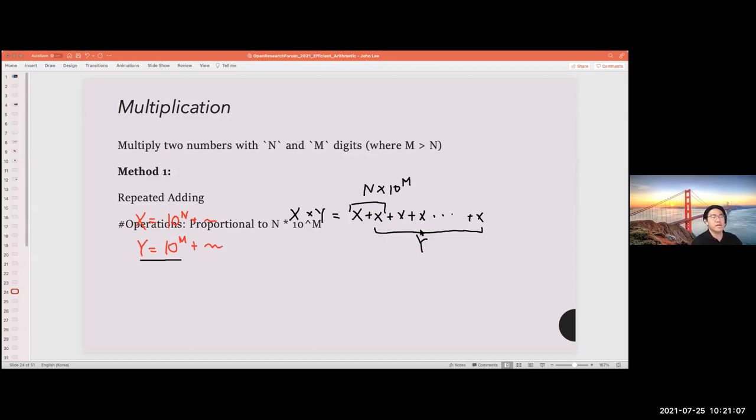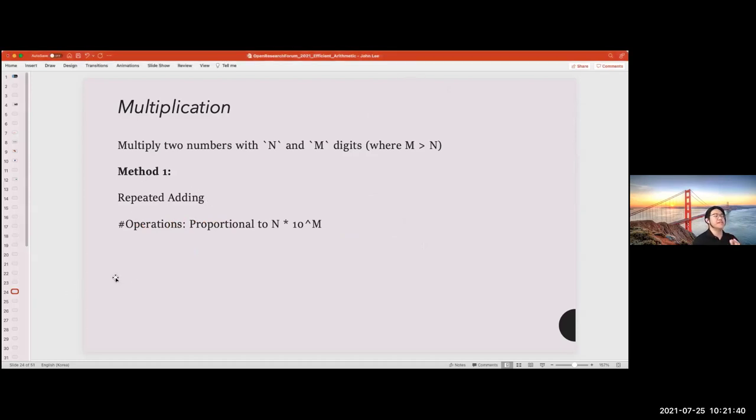There actually is a hint, a secret, where if we add these numbers together, the number of digits will start to increase. Say for example, if x was 5,000, if we add two x's together, we added four digit numbers together. But from here onwards, it's five digits, and things get worse. But the main point is that this method is really bad and inefficient. So people wanted to find better ways to multiply things.